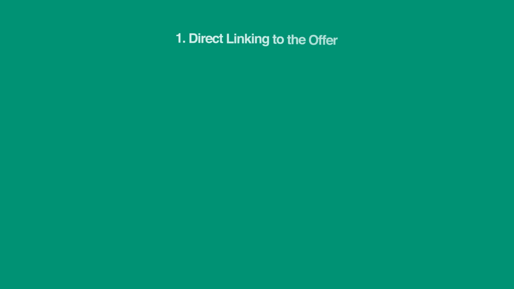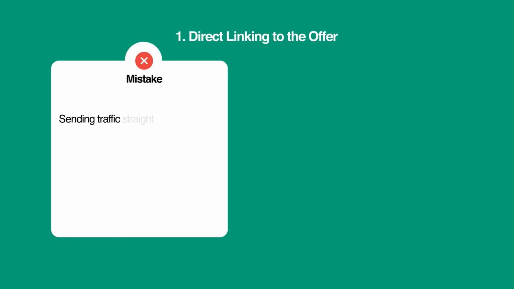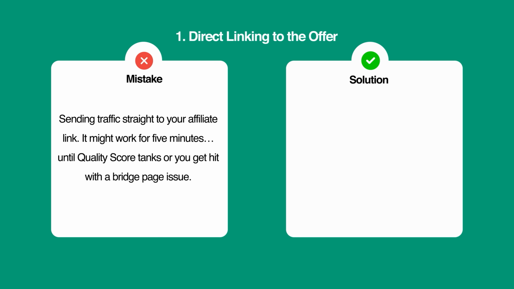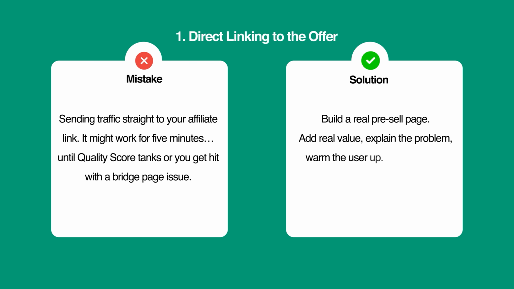Direct linking to the offer. Mistake: sending traffic straight to your affiliate link. It might work for 5 minutes until quality score tanks or you get hit with a bridge page issue. Solution: build a real pre-sell page. Add real value. Explain the problem. Warm the user up. Google wants original content, not traffic middlemen. Bring value to the table.